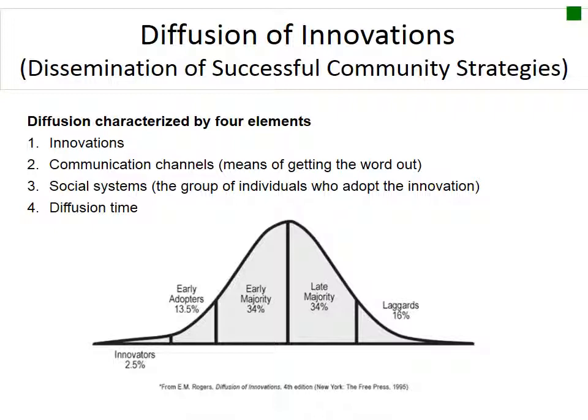And there are 4 characteristics. What is the innovation? What's the product and service that you're trying to implement? What are the communication channels? So how are you going to get the word out? Who is involved, or what groups of individuals are going to adopt this? So the social system. And then the time. It's going to take time.